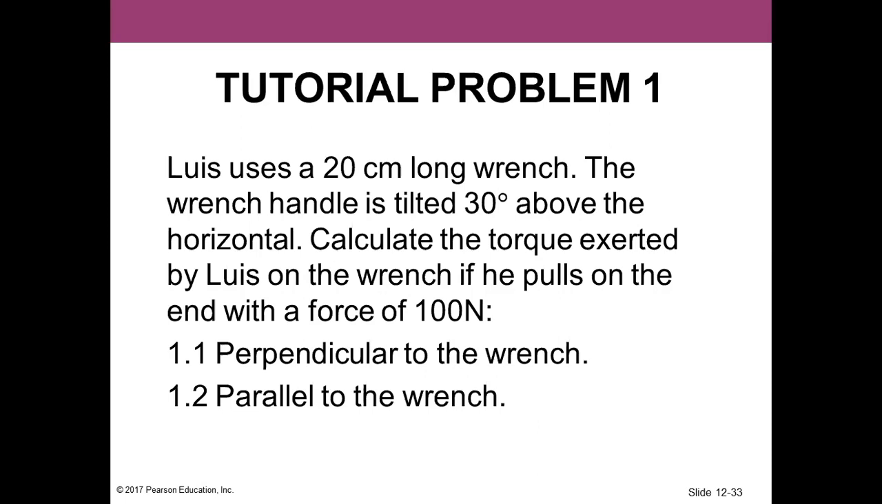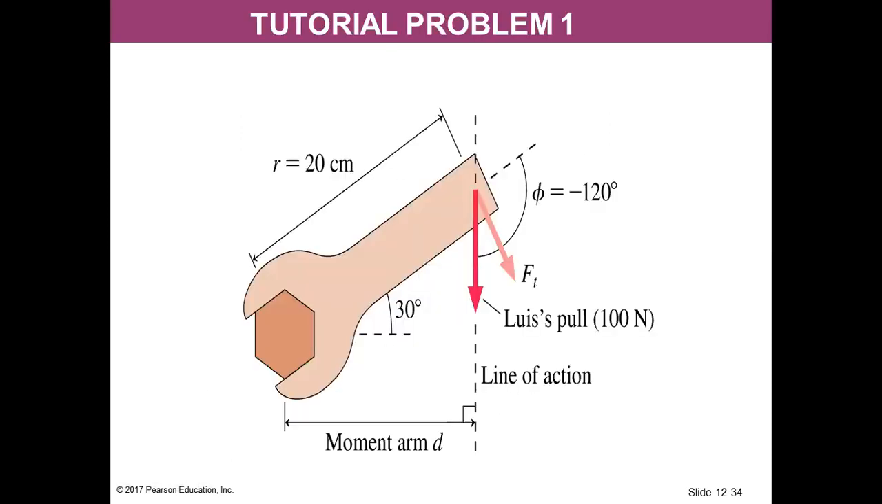Okay, the first tutorial problem, you need to do it by yourself at home. Lewis now uses a 20 centimeter long wrench. The wrench handle is tilted 30 degrees above the horizontal. You need to calculate the torque exerted by Lewis on the wrench if he pulls on the end with a force of 100 newtons. The first scenario is perpendicular to the wrench. Then the second scenario is parallel to the wrench. So we need to calculate the torque.